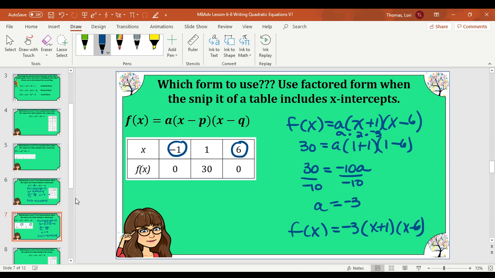The last video will be on how to write a quadratic function in vertex form.